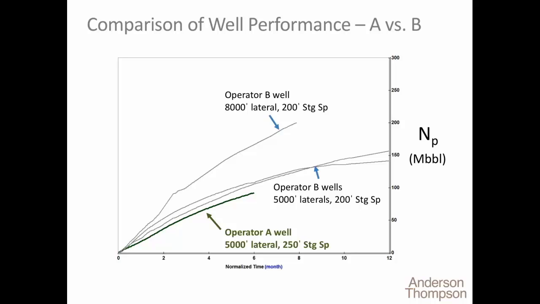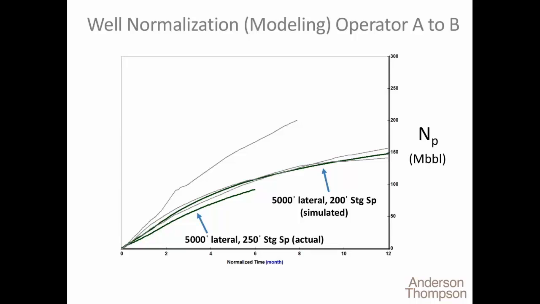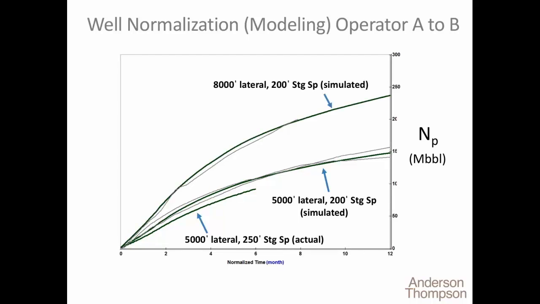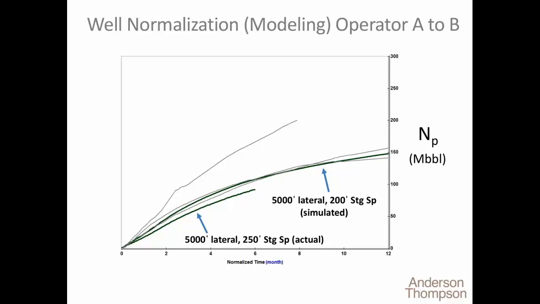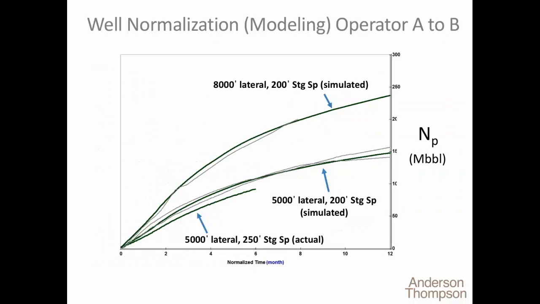So what we did is, after we looked at the performance data for operator A, we characterized the rock, we just changed the stage density in the model. And lo and behold, we got the same performance as those 2 operator B wells, assuming the same configuration. Then we looked at that 8,000-foot lateral, and we decided, okay, well, what if we kept that stage density that we just changed and we made an extended reach lateral to 8,000 feet? Bang, it's like right on top of it.